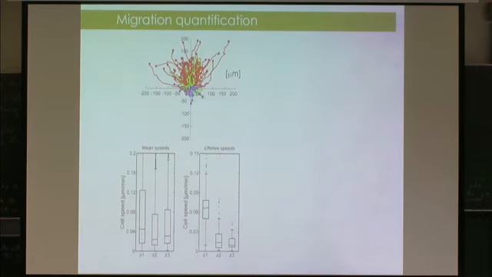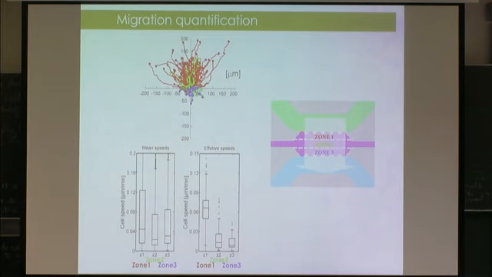So we quantify all of these experiments, and we distinguish three zones due to the different gradient. We distinguish the zone that is close to the factor, a second area and a third area, and we quantify the mean speed and the effective speed.